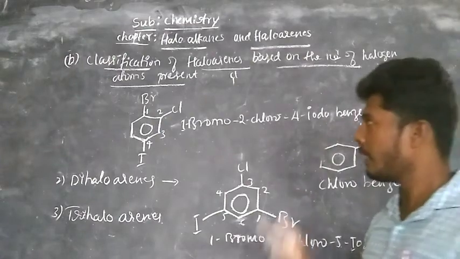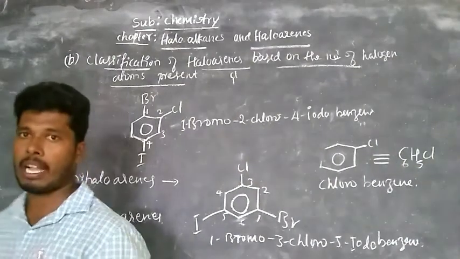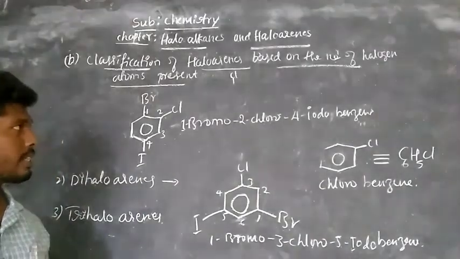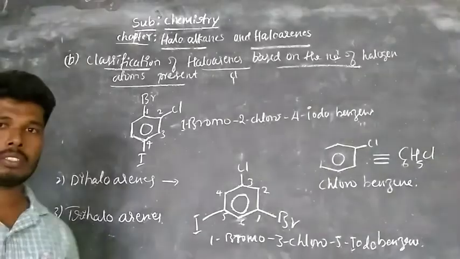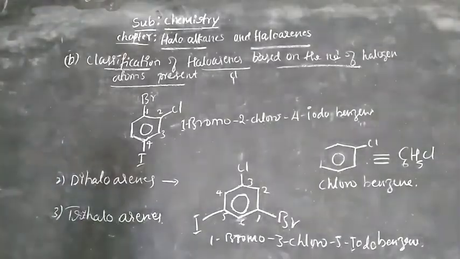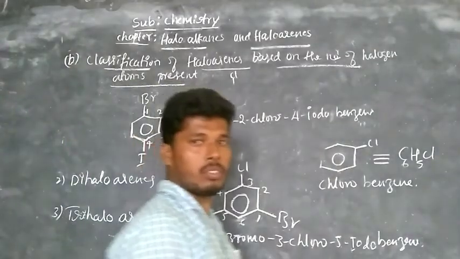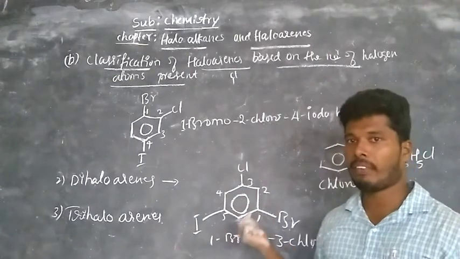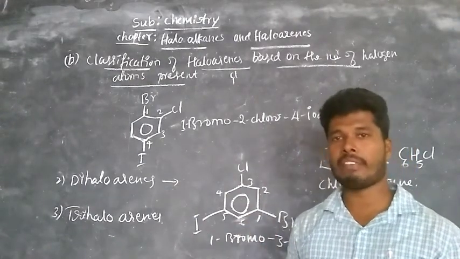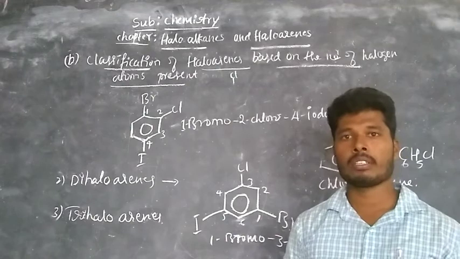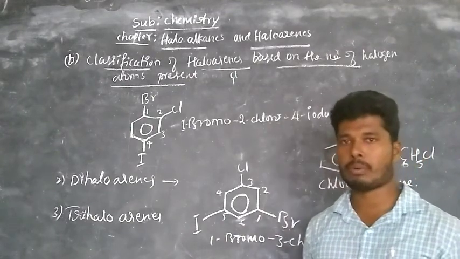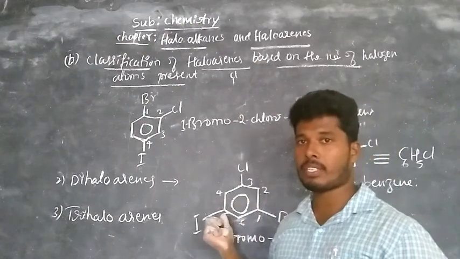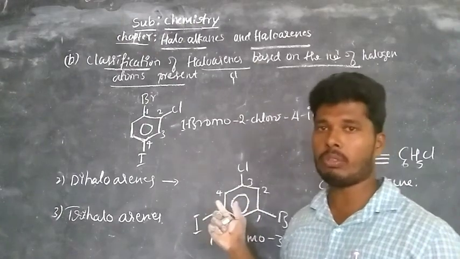This is the classification of haloalkanes and haloarenes. There is one more classification, based on the hybridization of carbon, that we will study in the next class. Okay, so this is the classification. You should understand. If any doubt, please ask.